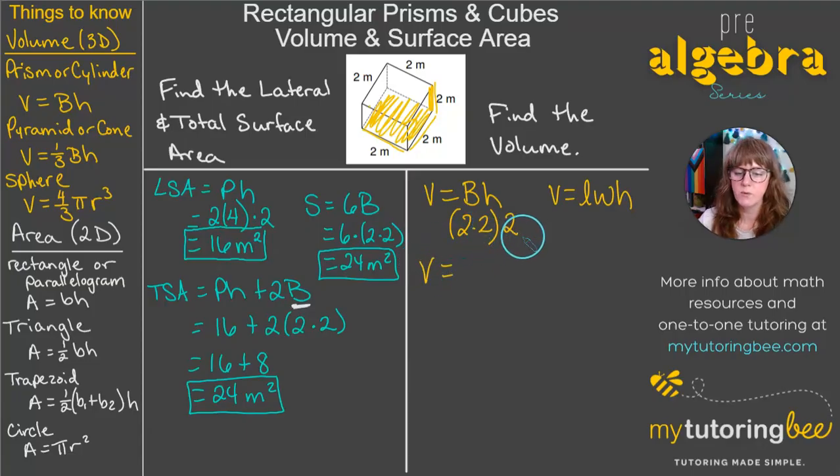So 2 times 2 is 4, times another 2 is 8. So we get 8 meters cubed. Again, because we are finding the volume, we want to know how many cubes can fit inside of this shape. We are labeling it with that measurement of meters cubed in this one.